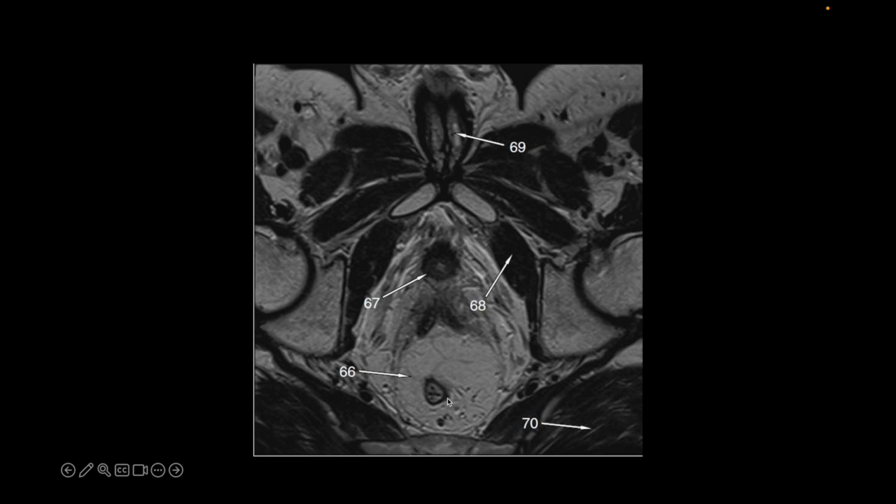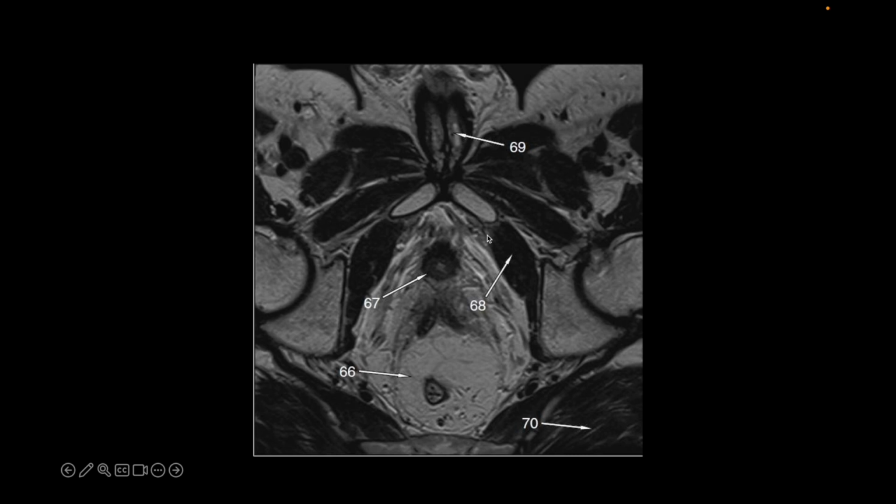66 is the mesorectum or mesorectal fat. This is the distal end of the rectum, but you can imagine that if there's a rectal cancer, when it penetrates through this and then the mesorectal fascia, then it becomes of more importance. So mesorectum. 67 is the prostate, but it's the most inferior part of it. So I'd say you could say prostate. That is what they've written.